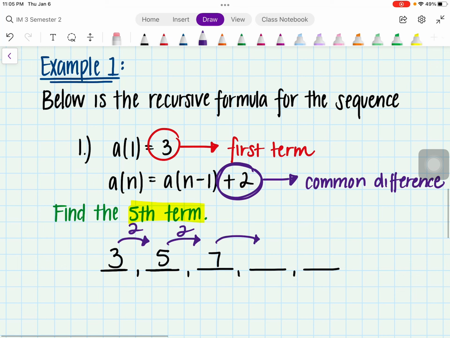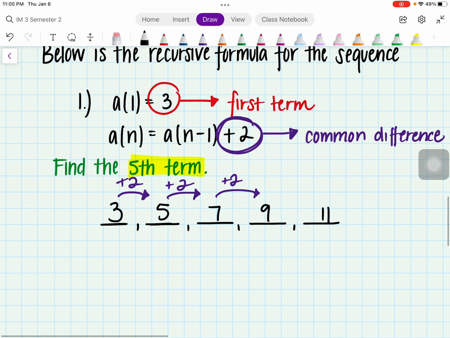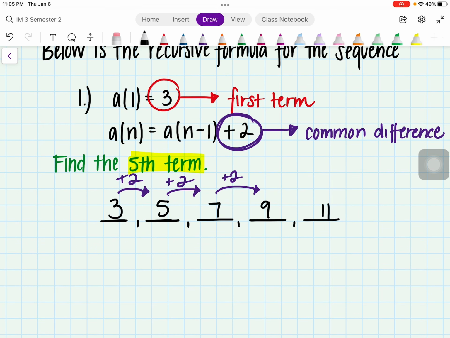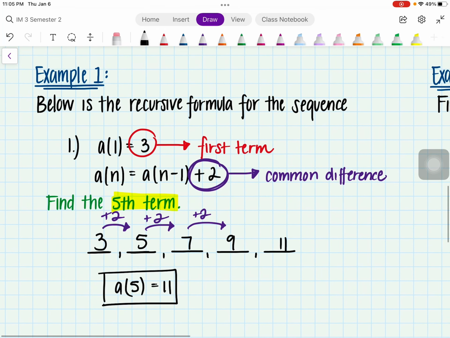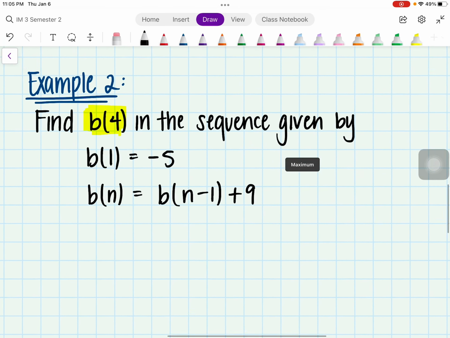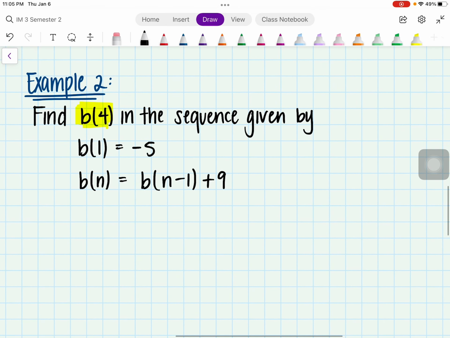Then moving on to the next one, add 2. Gives us a 9. And then if we add 2 again, it gives us 11. So then our fifth term here, or a of 5, is 11. All right, a of 5 would be 11 there. All right, let's go ahead and check out the next one.